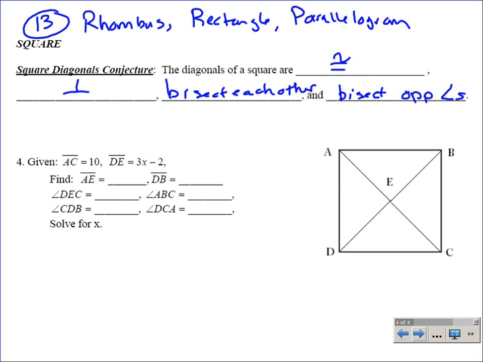That's a lot of information about the diagonals of a square. They're congruent, they're perpendicular, they bisect each other, they also bisect opposite angles. So here's what that means. Let's just pretend this is 90 degrees. Is it 90 degrees? Yes. So how big is this angle right here? Just that little part there. 45. That's going to be 45, 45, 45, 45.